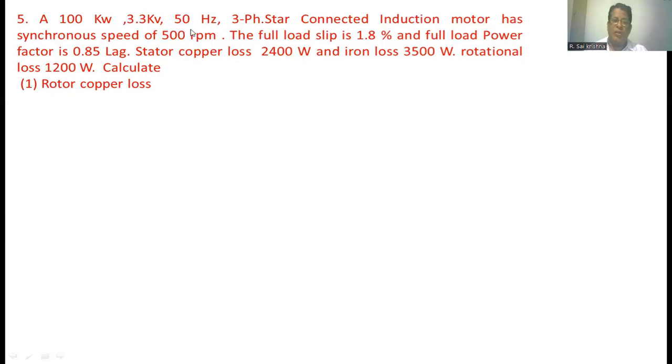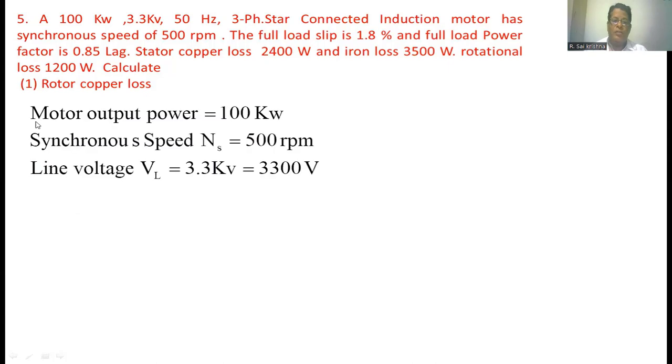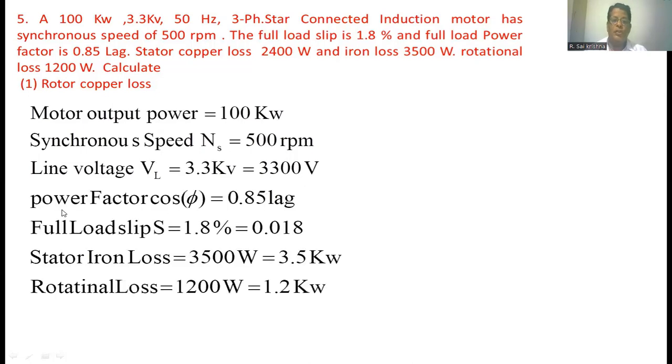This is the rating of the motor, which represents the output power of the motor. 100 kilowatt is nothing but the output power of the motor. The synchronous speed of the motor is given as 500 rpm. The line voltage is given as 3.3 kilovolt, which we can write as 3300 volts. The power factor of the induction motor at full load is also given, 0.85 lag. The full load slip of the induction motor is given as 1.8%, which we can write as 0.018.